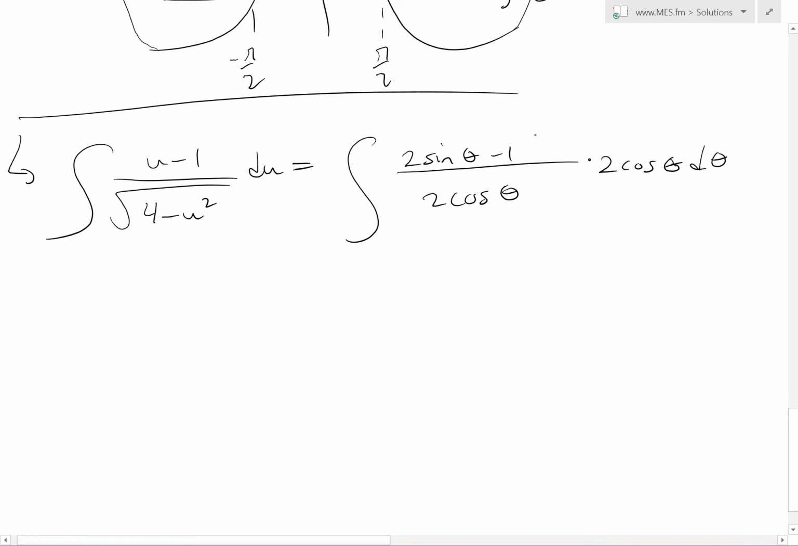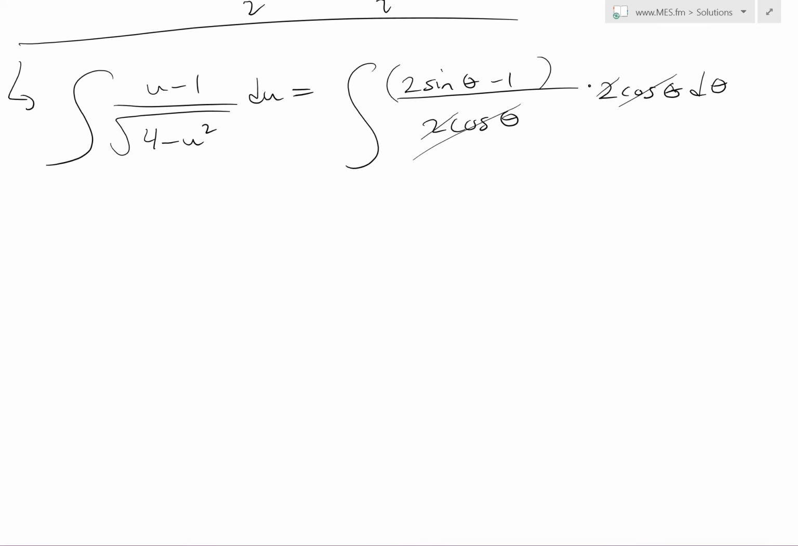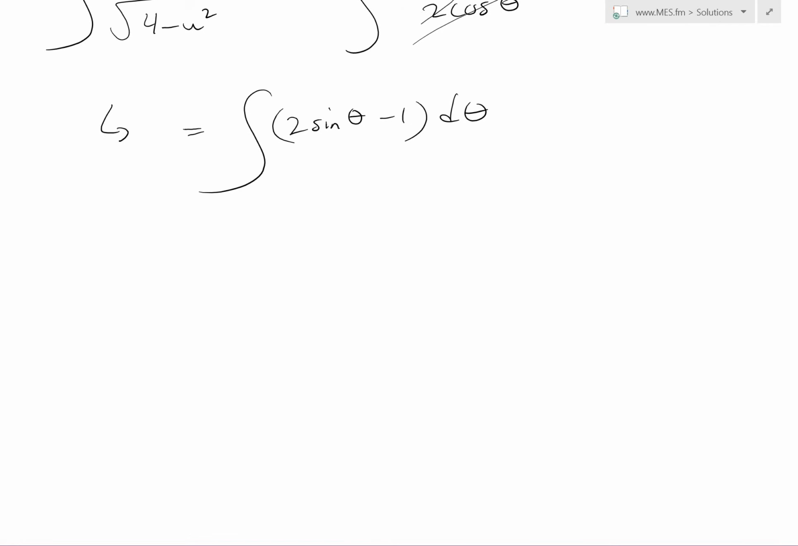So now what we do here, I'll put this in brackets, this 2 will cancel with this one, and this cosine cancels with this cosine. So what we're left with is the integral of 2 sine theta minus 1 d theta. Now that we have this part, we can solve this integral.